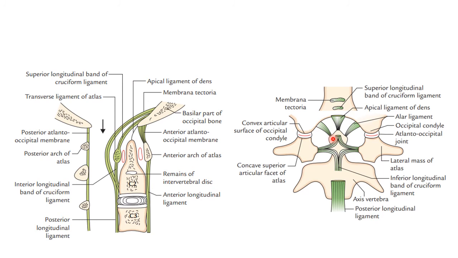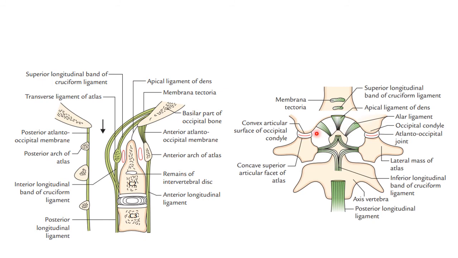And this one, the alar ligament, extends on either side from the upper part of the dens, on the side of the tip, to a tubercle on the medial aspect of the occipital condyle. These ligaments are very strong and they check excessive rotation and flexion of the head. They are therefore called check ligaments.